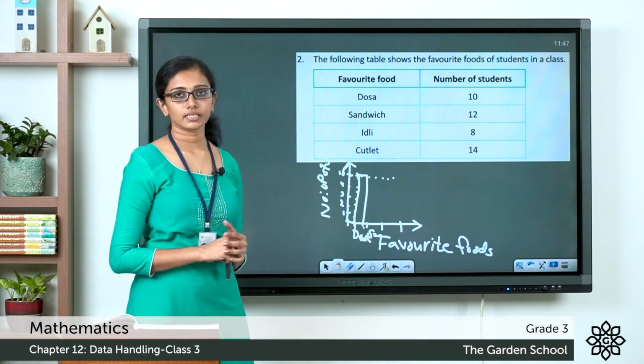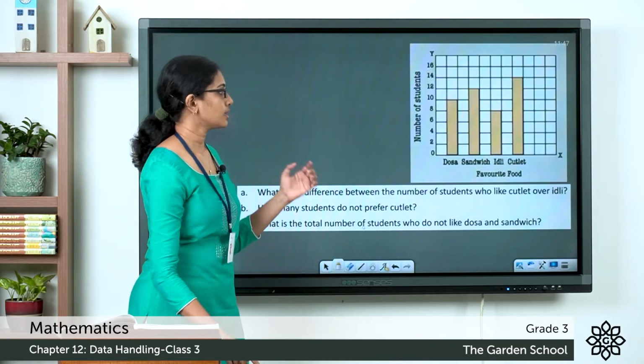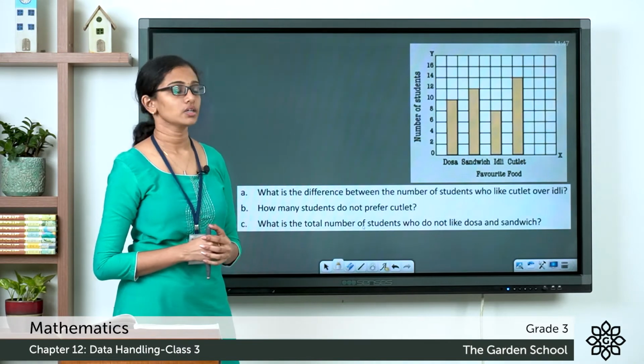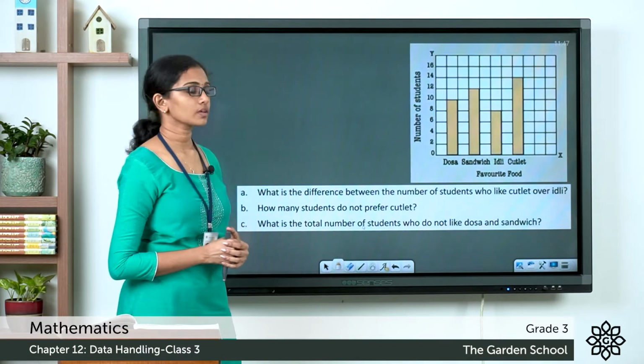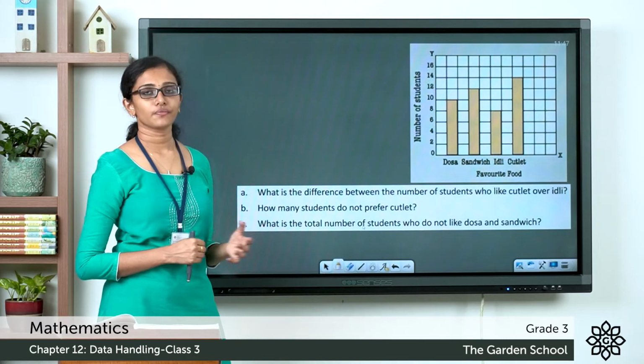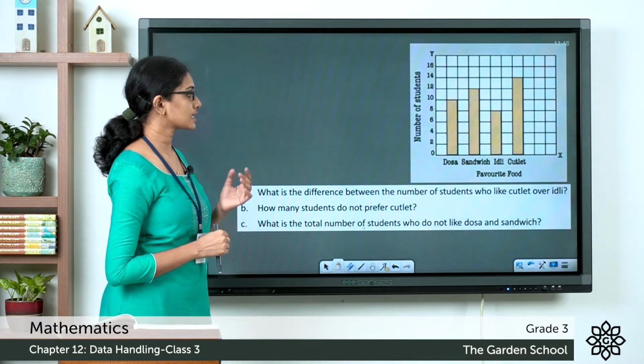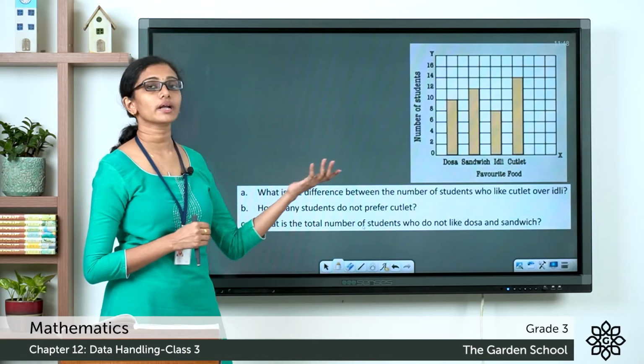So you proceed like this, and your final bar graph may look like this. You can color each bar with a different color. So you have a bar graph here now. So there are a few questions that follow. Let's read the question one by one. What is the difference between the number of students who like cutlet over idli?